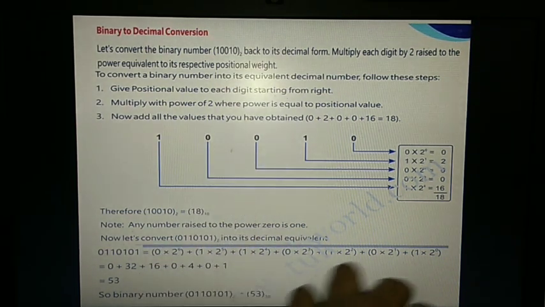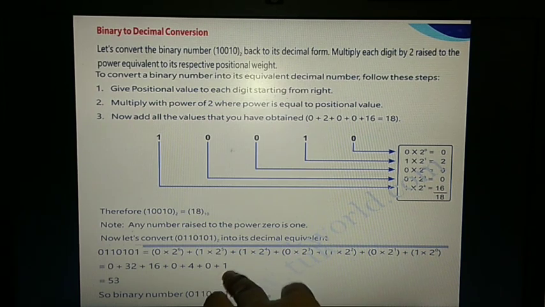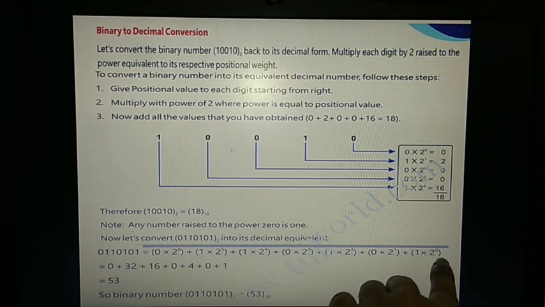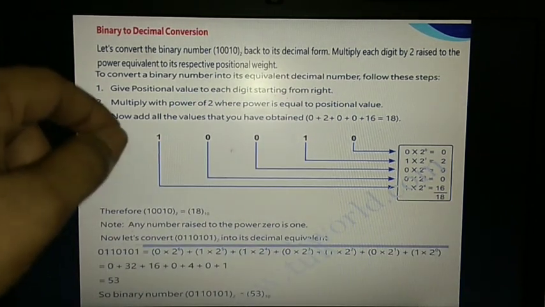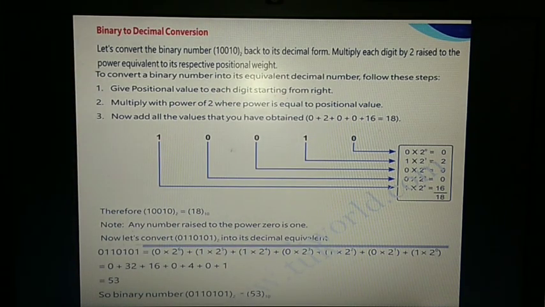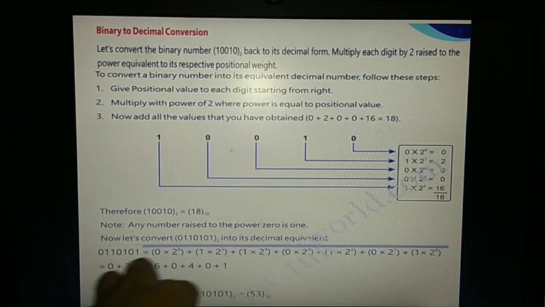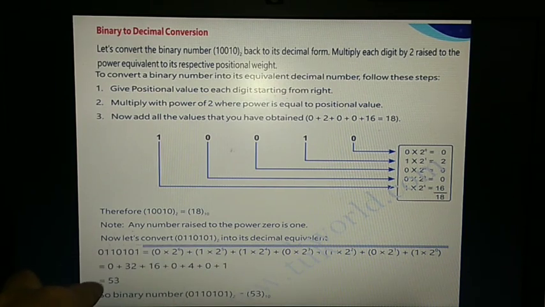You will take it as 1. Why? Because you will not take it as 2. You will take it as 1, because you are having 2 to the power of 0 over here. So anything to the power of 0 into 1 means the answer will be 1. When you are adding up all these digits, you get a decimal value called 53. You get the answer as 53.